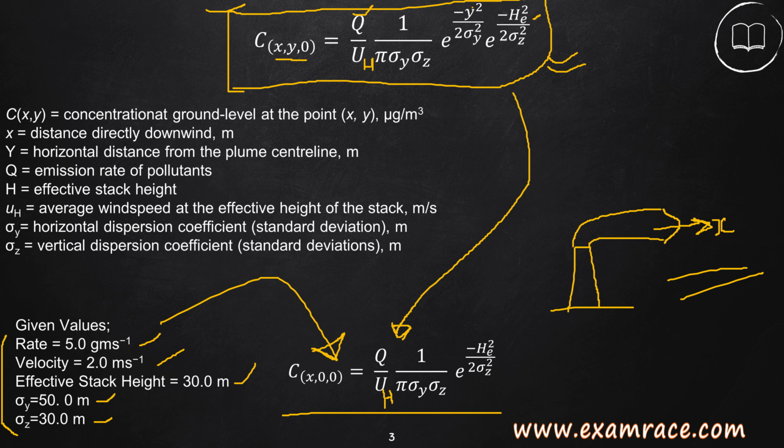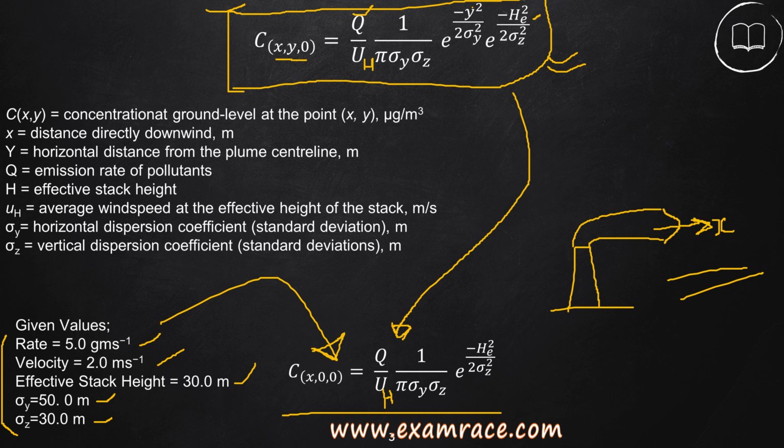Therefore this equation can be rewritten as C is equal to Q upon u into 1 upon pi sigma y into sigma z into e to the power minus H e square, that is the effective height of the stack, upon 2 sigma z square.